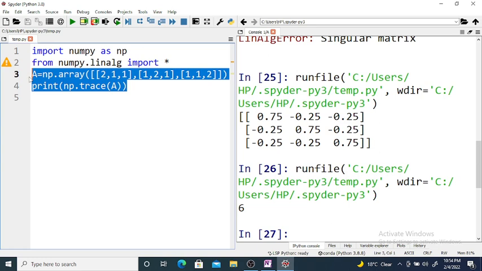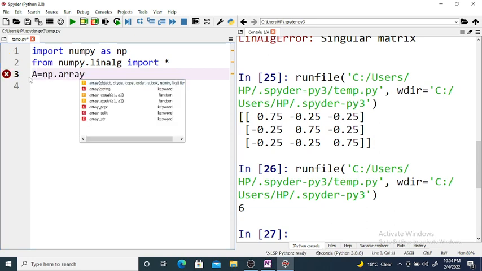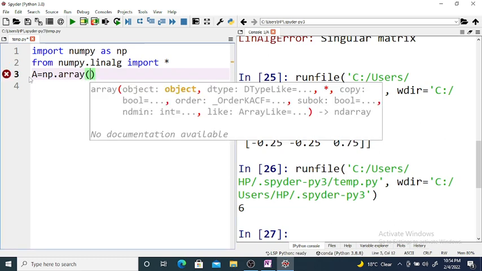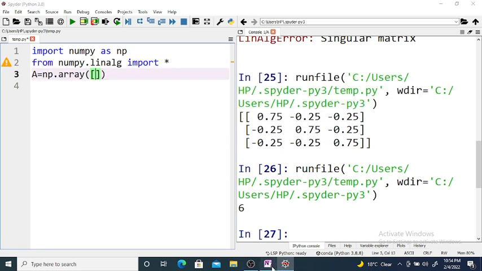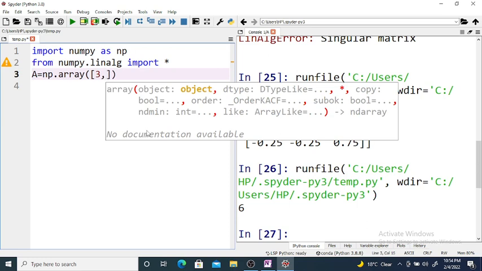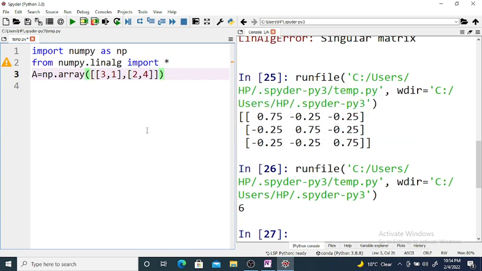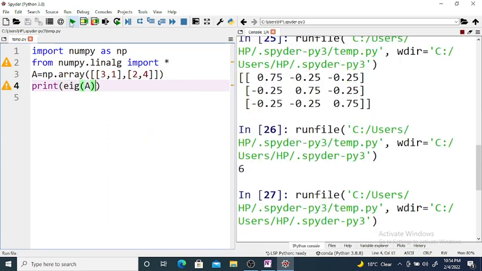In NumPy you can also use the command eig to find the eigenvalues of the given matrix. Say A is equal to np dot array, and the matrix is [3 1; 2 4], and we want to determine the eigenvalues of this matrix. Just write down print eig of A, and you will get the eigenvalues of the given matrix.